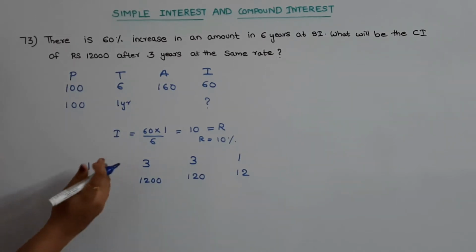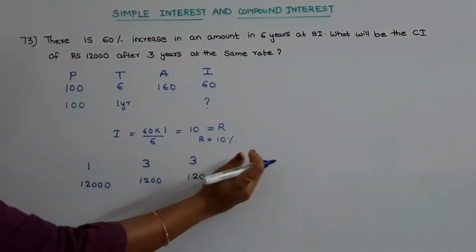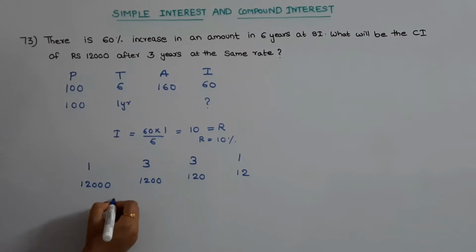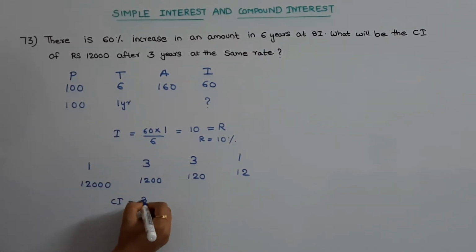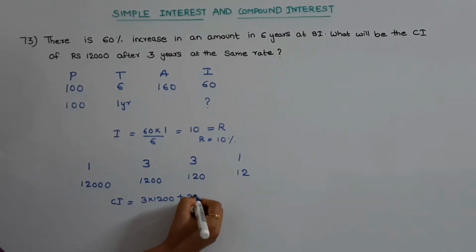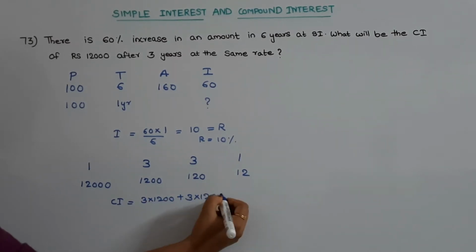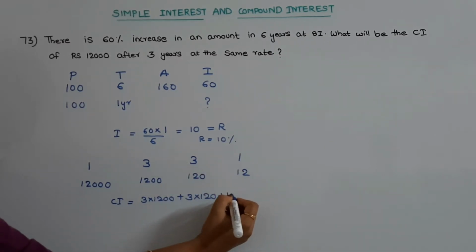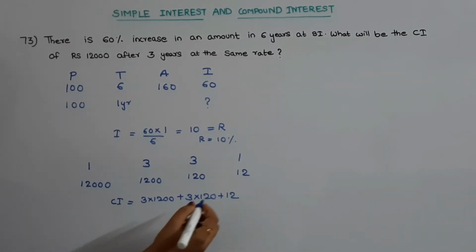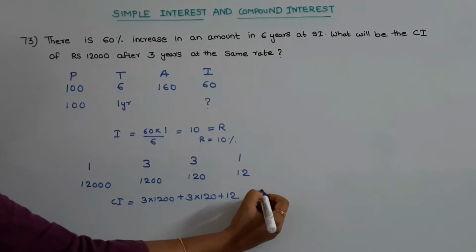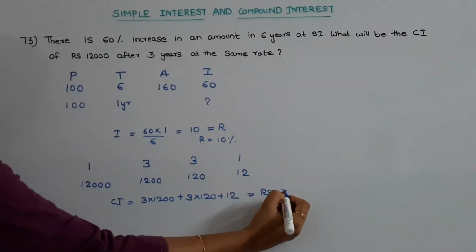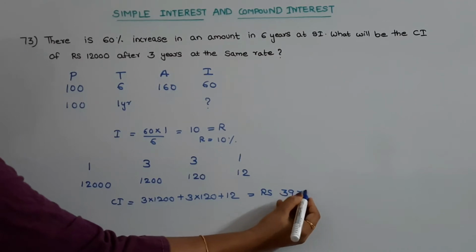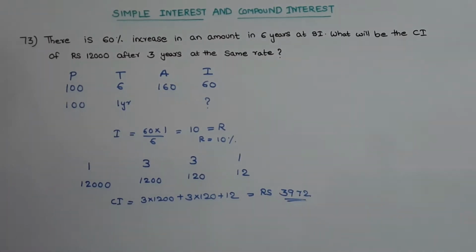Now the part just after this principal is for compound interest. Hence, compound interest is equal to 3 into 1200 plus 3 into 120 plus 1 into 12. So, on solving this, you will get the answer as rupees 3,972. So, this is the compound interest.